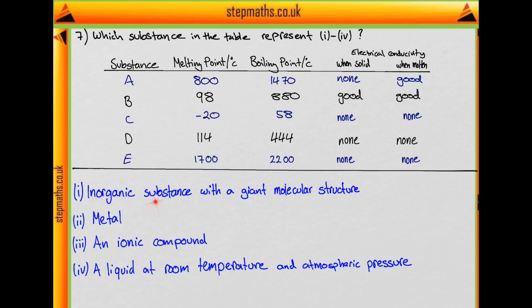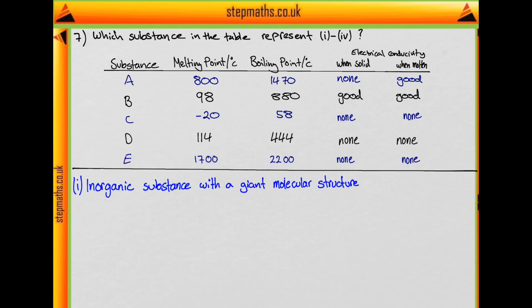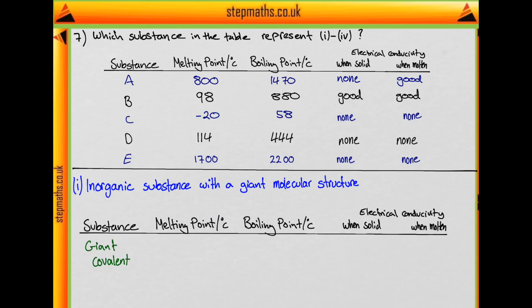So we have an inorganic substance with a giant molecular structure, a metal, an ionic compound, and a liquid at room temperature and atmospheric pressure. So let's start with our giant molecular structure. So let's recall the properties of a giant molecular structure.